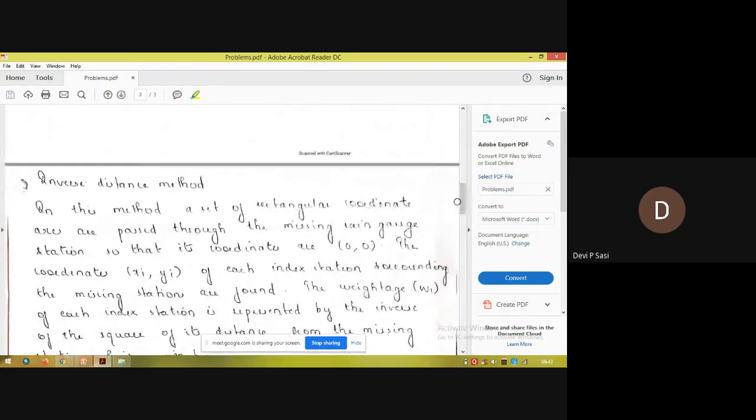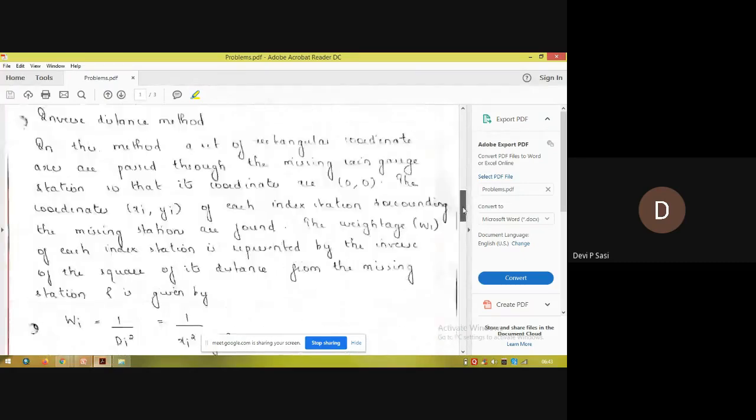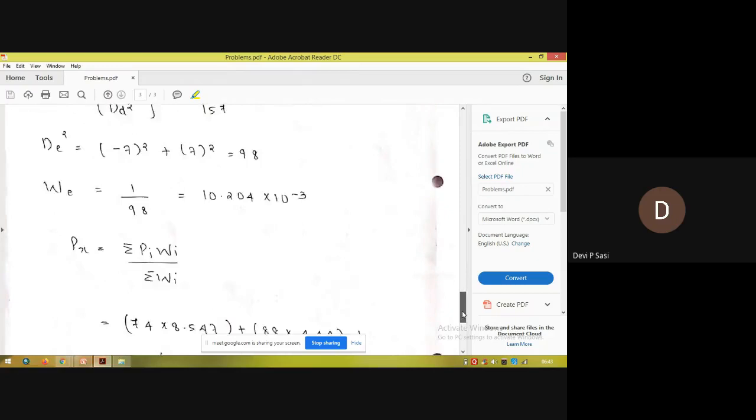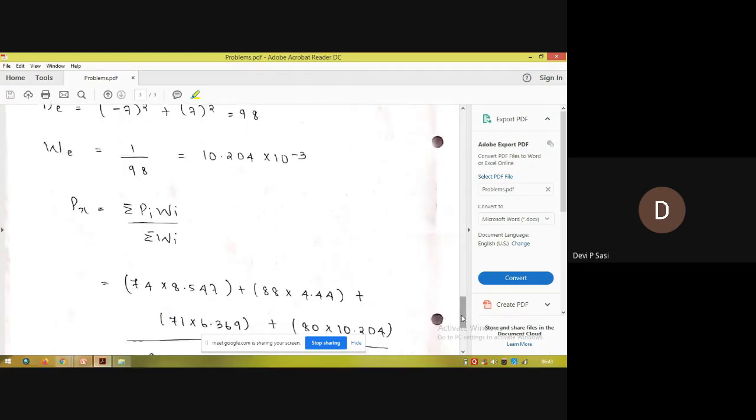Here you can see the equation. Px is equal to sigma i equal to 1 to n Pi Wi divided by sigma i equal to 1 to n Wi. So you have obtained all the values. Now we can substitute the values. Px is equal to sigma Wi Pi divided by sigma Wi.